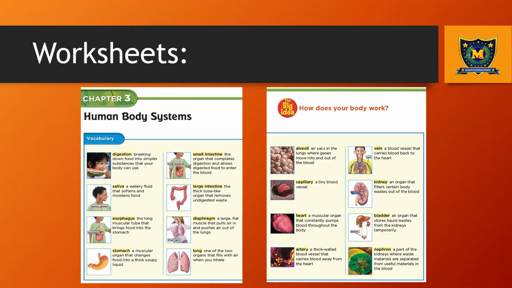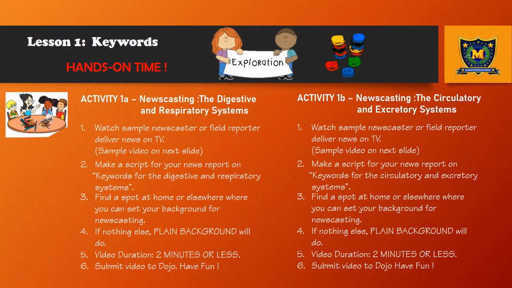For your worksheets, like I said earlier, it will only be the 2 pages that you need to work on. You don't have to write anything here. For your hands-on time, there will be 2 performance tasks that you need to do. Activity 1A, newscasting the digestive and respiratory systems. And for activity 1B, still newscasting the circulatory and excretory systems.